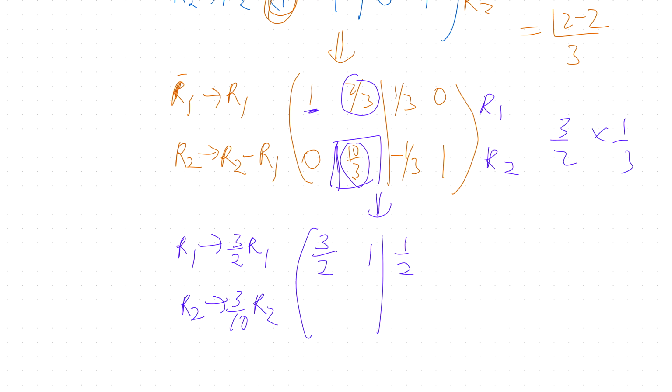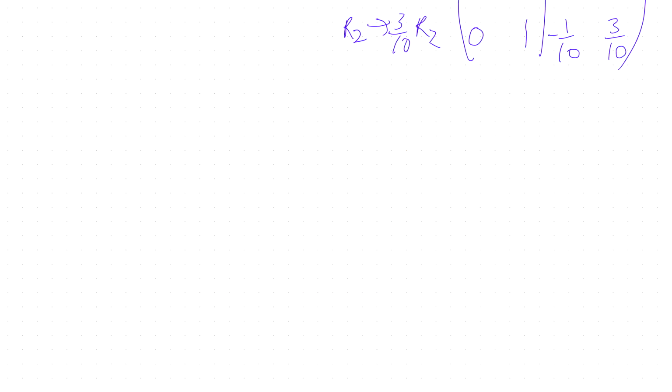Then 3 over 10 times 0, 0. 3 over 10 times 10 over 3 is 1. Then 3 over 10 times minus 1 over 3, that is minus 1 over 10. Then 3 over 10 times 1, that's also 3 over 10. So now we have that sorted. So we have that taken care of, right?